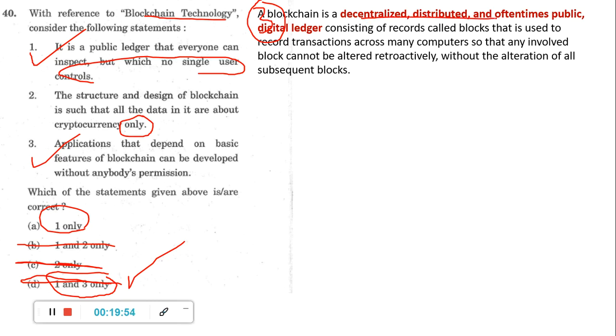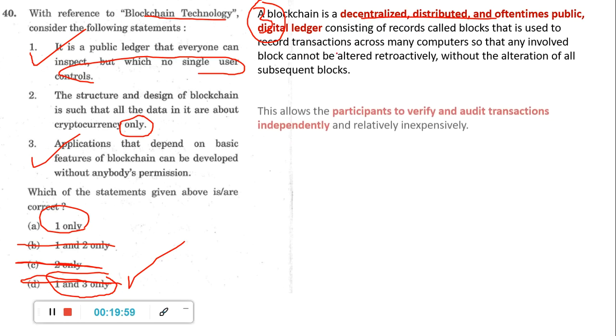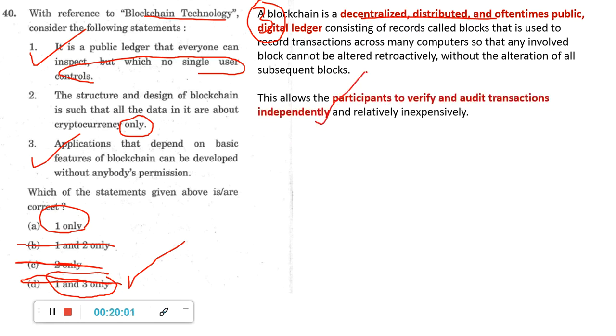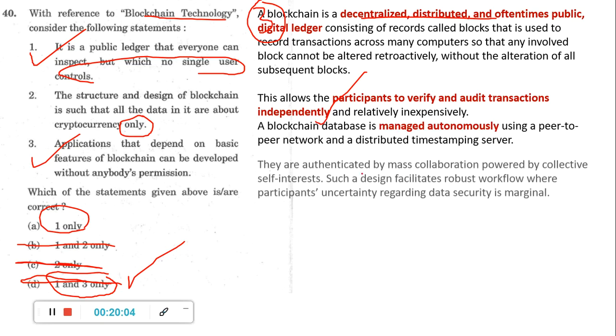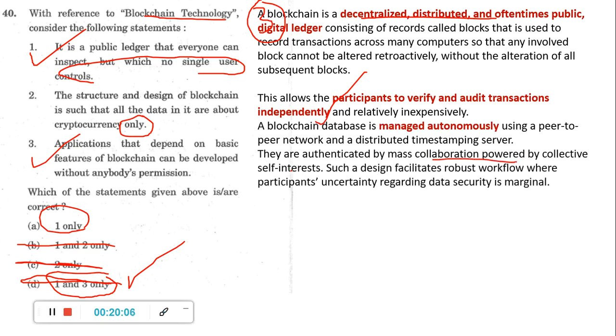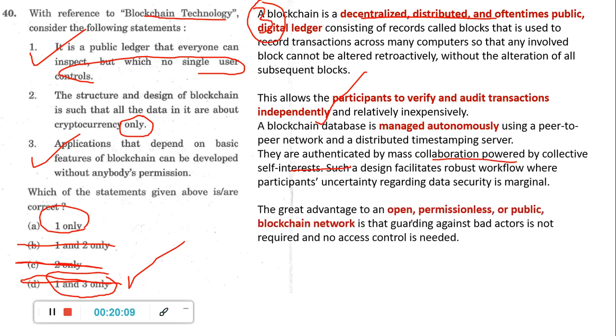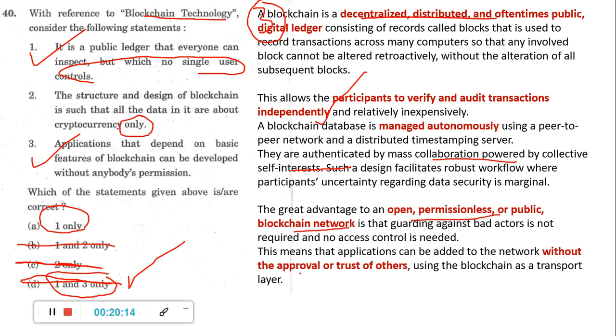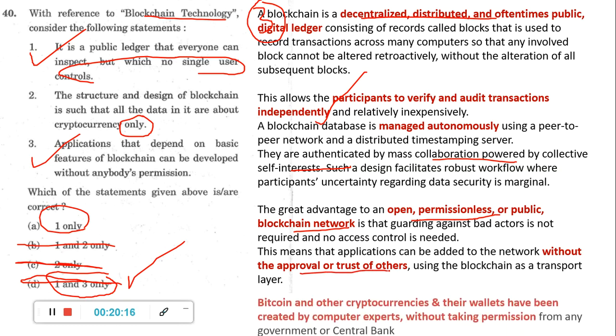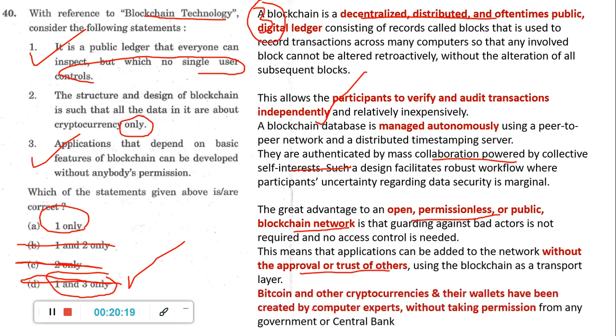The basic information from Google I have put: decentralized, distributed, and oftentimes a public digital ledger, and participants verify and audit transactions independently, managed autonomously, mass collaboration powered by collective self-interest, open, permissionless, or public blockchain network. These are all the keywords you get from Google, without the approval or trust of others, because there is no need of any permission. Bitcoin and other cryptocurrencies and their wallets have been created by computer experts without taking any permission. So this much information I'm giving you so that next time any question comes about this, I can show this itself as proof that we have taught you. Please make a note of all these things.